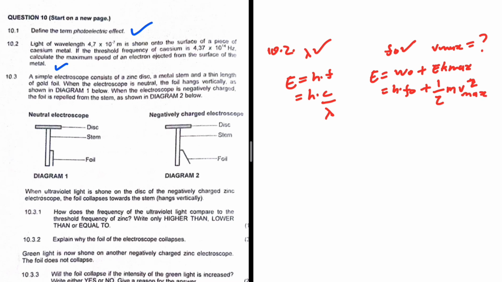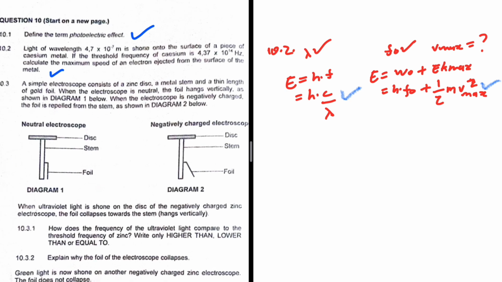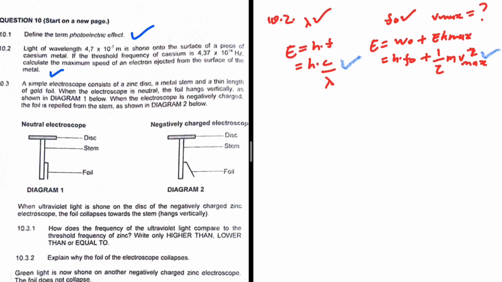So the energy is equal to this equation, and the energy is also equal to this equation. So we can equate the two equations, as you can clearly see. We can say that Planck's constant times the speed of light divided by wavelength is equal to Planck's constant times the threshold frequency, plus a half the mass times v max squared. We can do this because all these equations are equal to the energy.